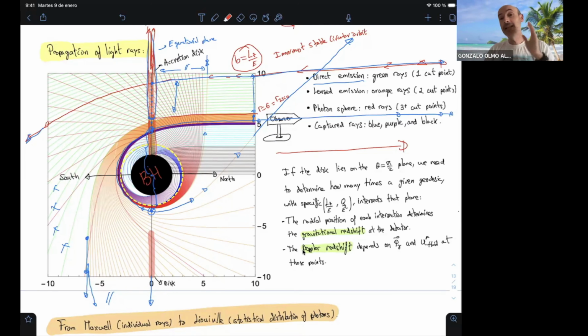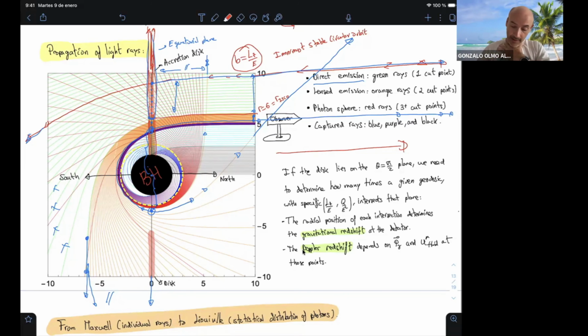The intensity profile is a property of the astrophysics of the disk. So these are two different things, and we need to combine the two to generate the intensity profile of a specific disk. A given disk generates an image, a profile, and another disk may generate a completely different image, the geometry being the same. Very good. So what else?